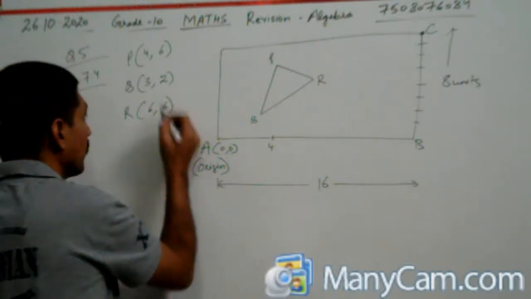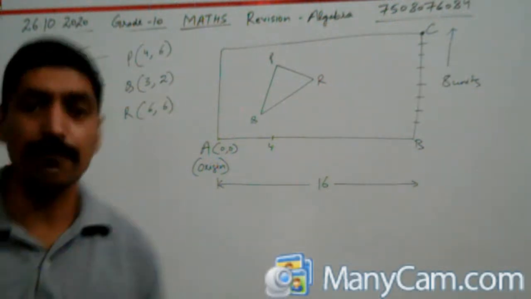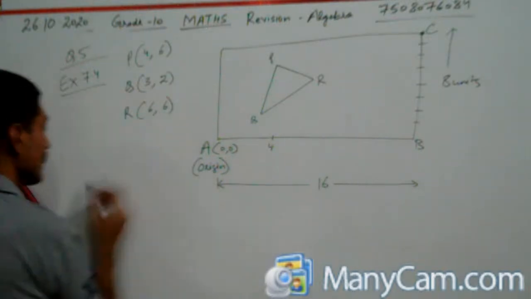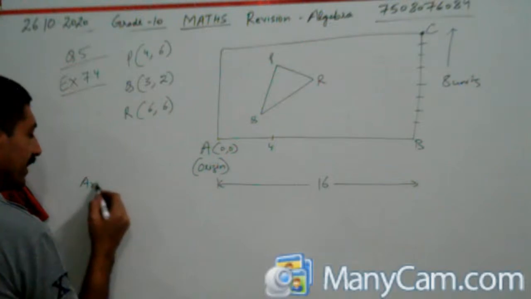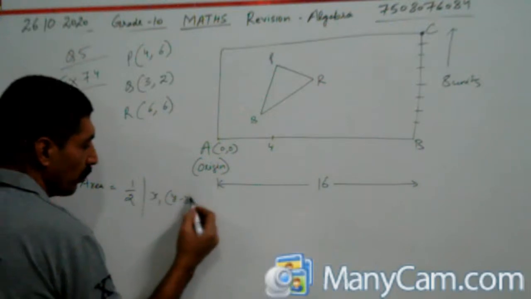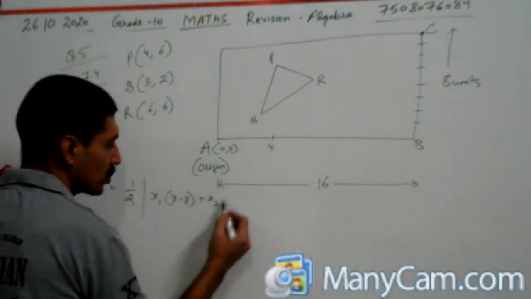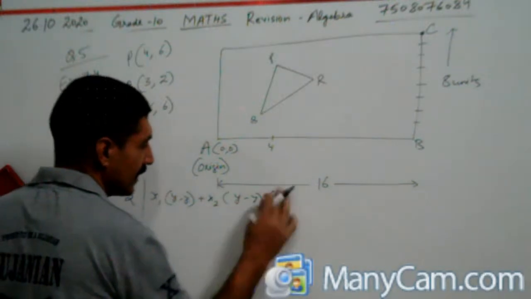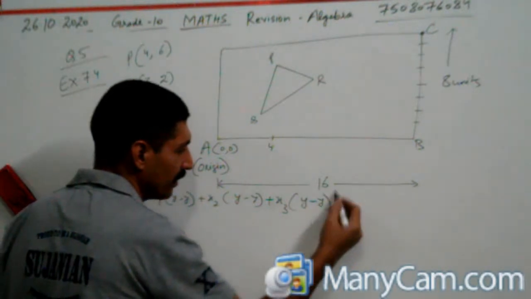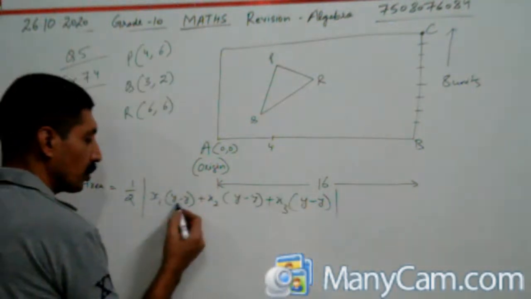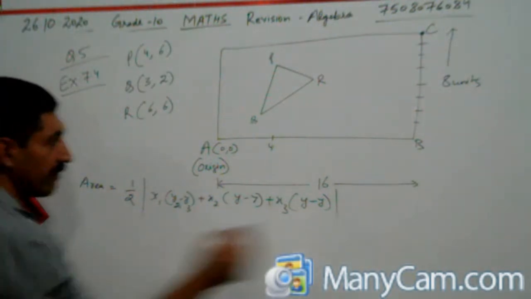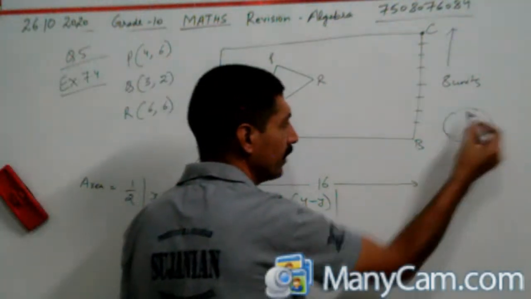Now you can apply the formula for the area of a triangle. If you want to find the area of a triangle, it is half into the modulus of x1 into y2 minus y3, plus x2 into y3 minus y1, plus x3 into y1 minus y2. How to remember the formula? I have discussed it. If you forgot the formula, make an arrow, 1, 2, 3, right?